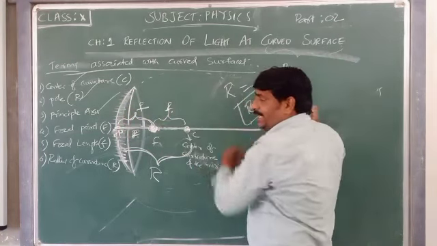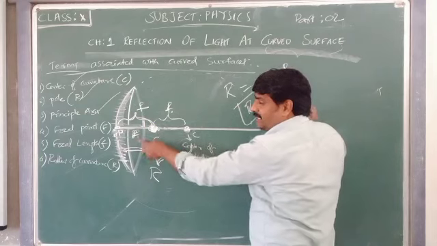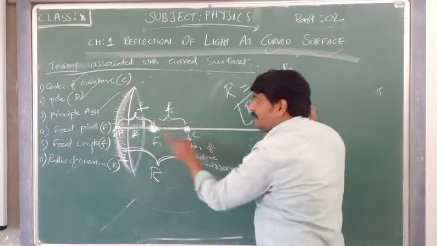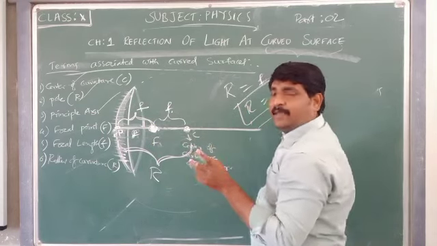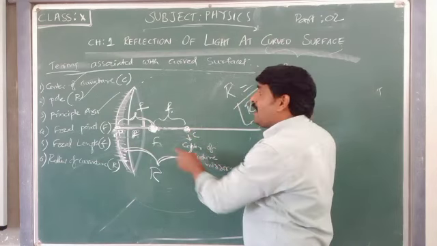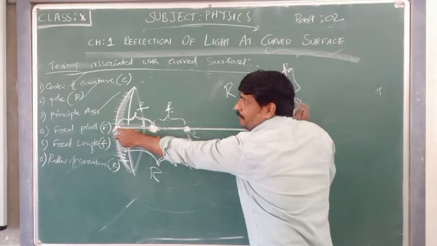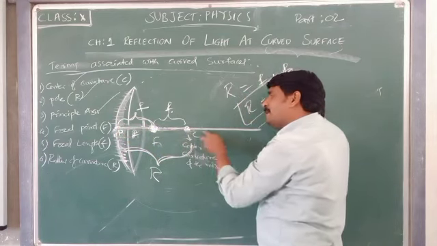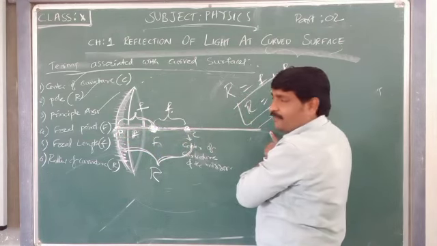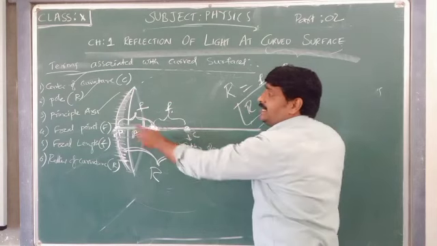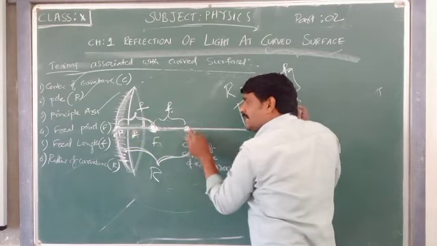As the curved surface is obtained from a sphere, the geometrical center of the respective sphere acts as the center of curvature, and the exact midpoint of the curved surface is called the pole. An imaginary line drawn from the pole, passing through the center of curvature, is called the principal axis.